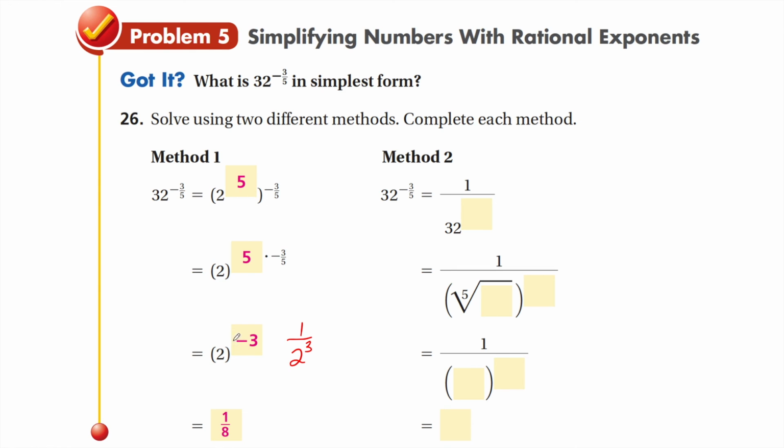So essentially, once again, the negative just will flip the equation. Or we can just automatically flip it. So that negative flips it to a 1 over 32 raised to the 3/5 power. We then have a 1 divided by the 5th root of 32 raised to the 3rd power. The 5th root of 32 is the same thing as 2, and 2 raised to the 3rd power will give us 1 divided by 8. So both of these methods will work. It's just basically pick which one you prefer. Me personally, I'm more partial to method 2 than I am method 1.